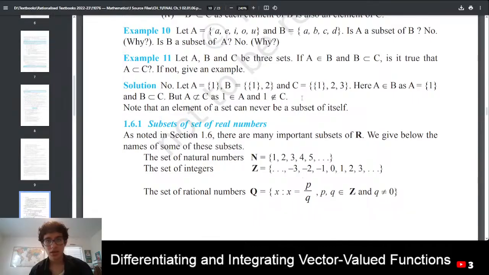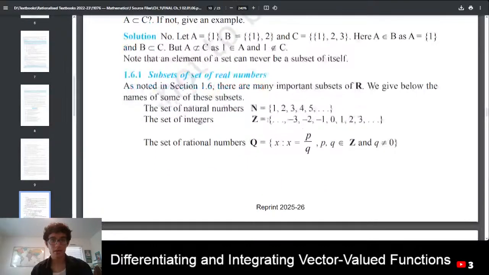Let A equal {a, e, i, o, u} and B be {a, b, c, d}. Neither of them is a subset of the other, because everything within A is not within B, and everything within B is not within A, right? And so you know that's not the case over here.